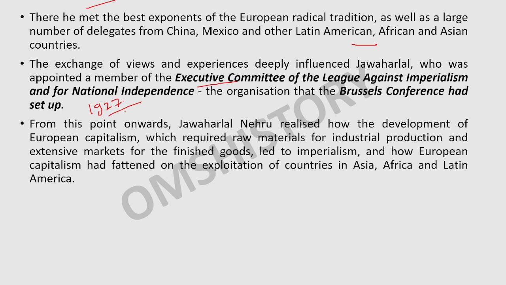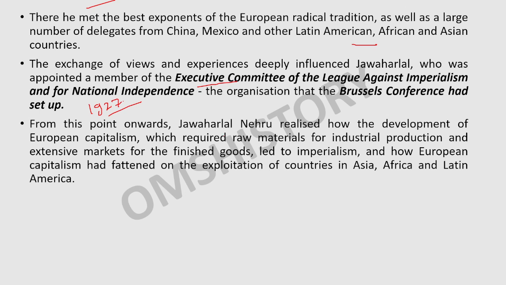a reaction to the League of Nations, because the League of Nations, rather than providing freedom or enhancing democratic means, actually gave its support in furthering colonialism and imperialism. So this was a kind of counter to the League of Nations.